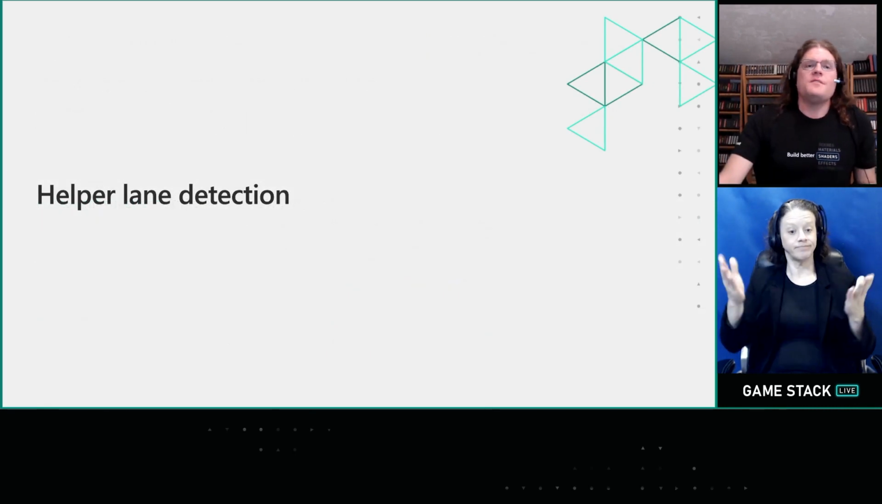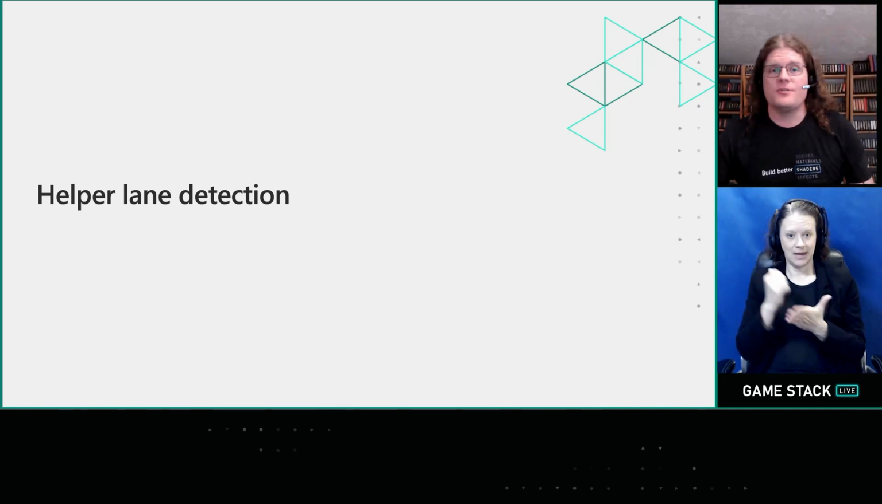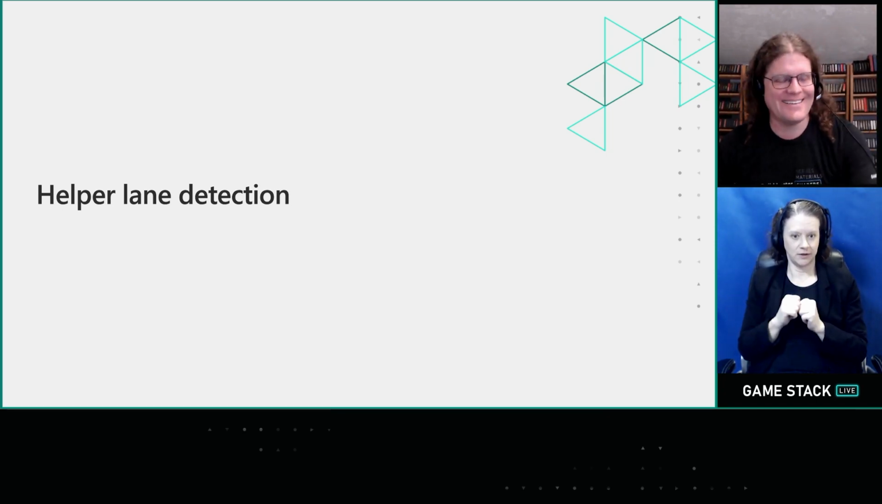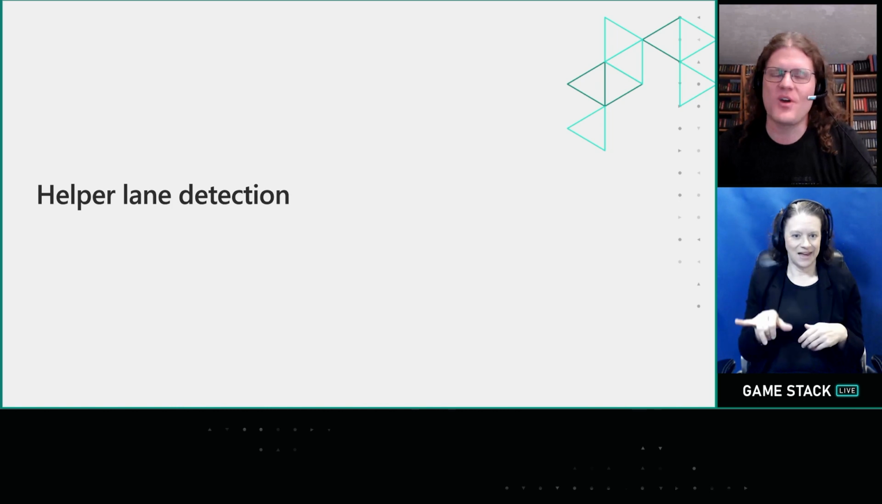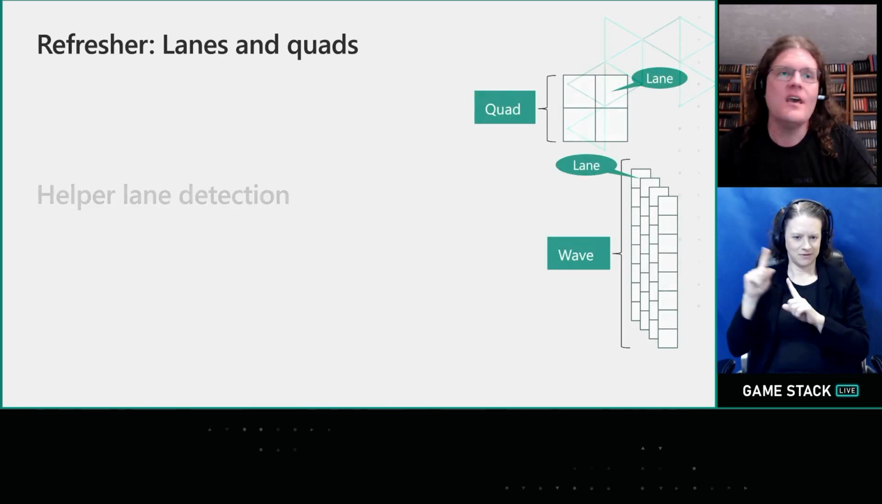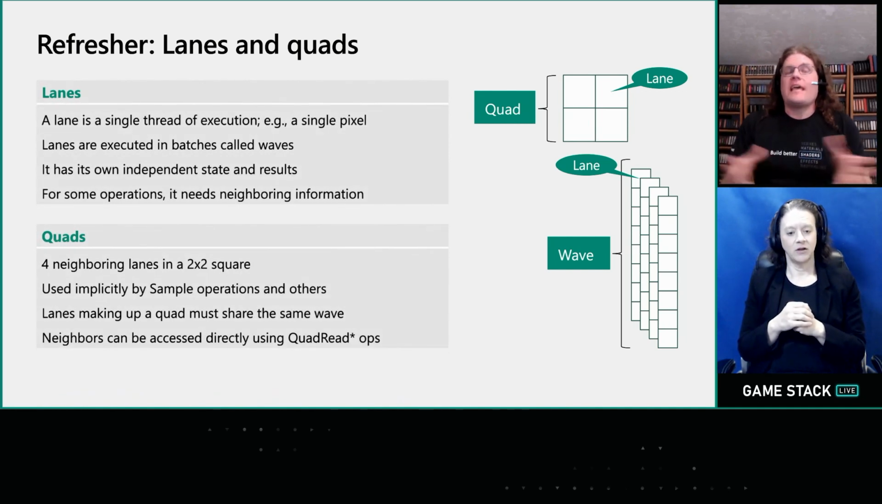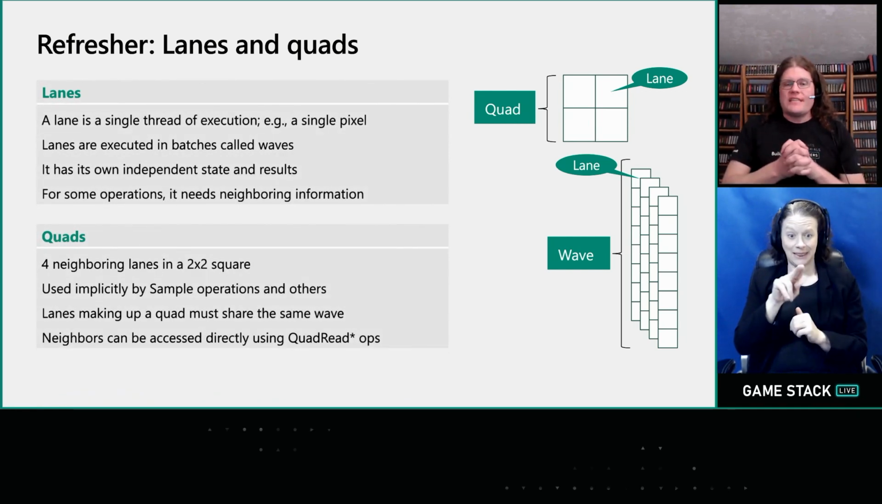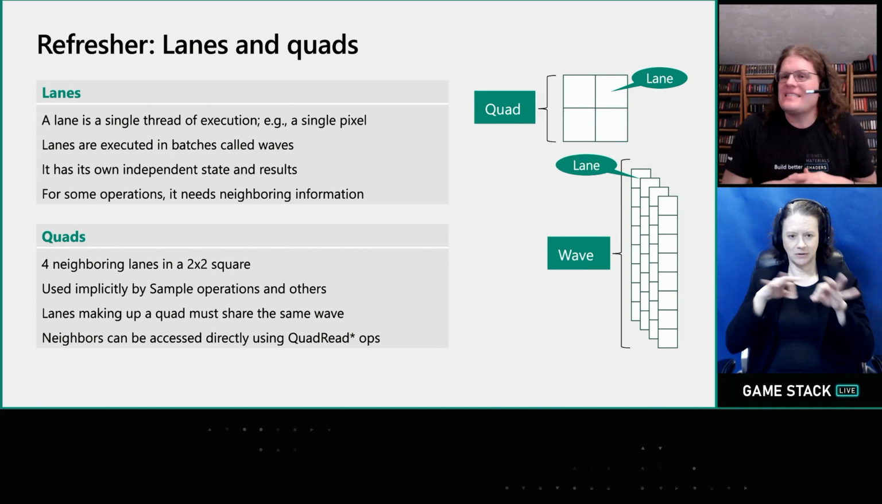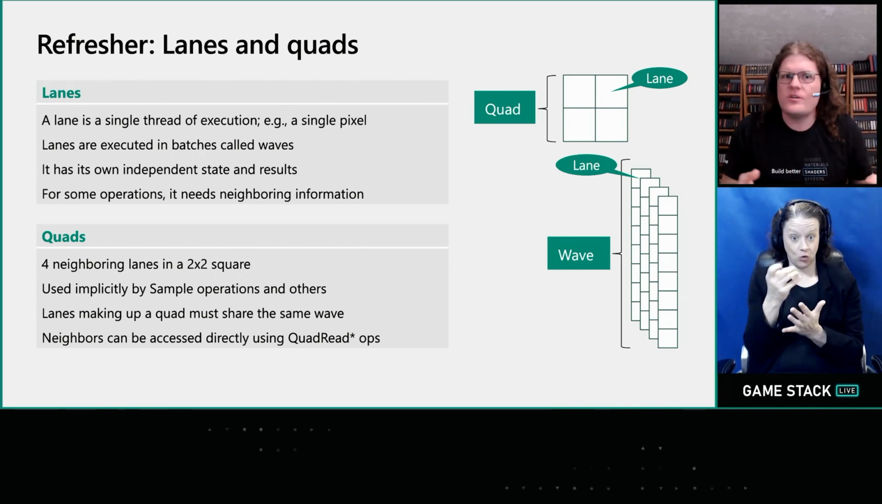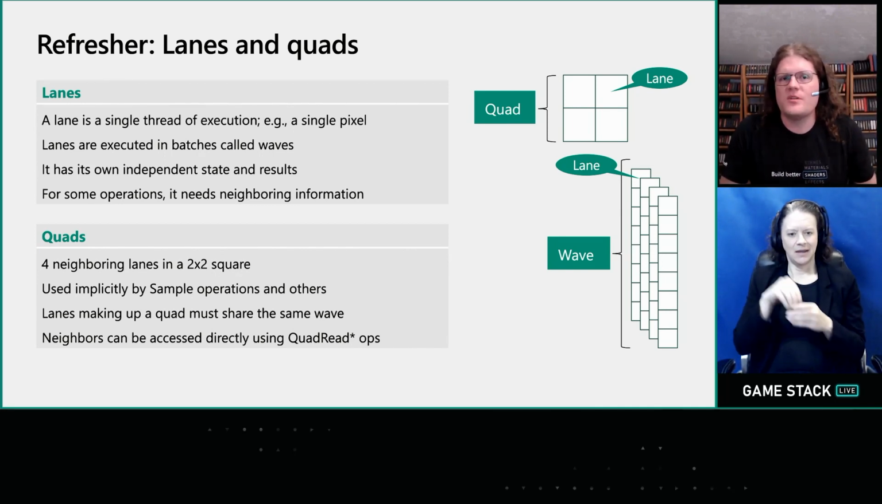So the next feature is helper lane detection. This is to get around a dicey problem that we have run into several times over the last year. So first of all, a bit of a refresher: lanes and quads. I'm going to refer to lanes and threads interchangeably. In some contexts, they are distinguished. For my purposes, we're going to consider them to be the same thing.